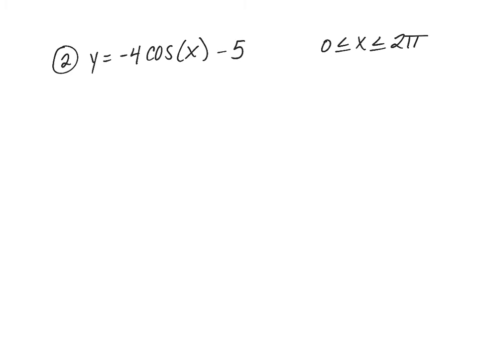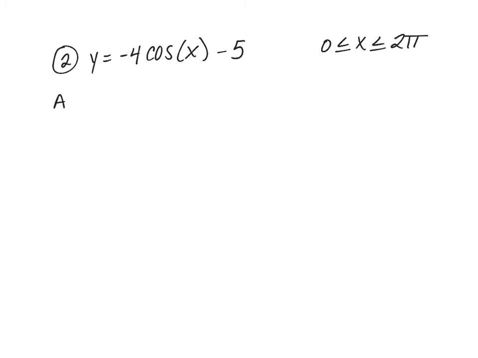Okay, so we'll make this one number 2. So we have y equals -4 cosine of x minus 5 over the interval from 0 to 2 pi. So if you think you can try this on your own, feel free to pause the video and then hit resume when you're ready for the answer.